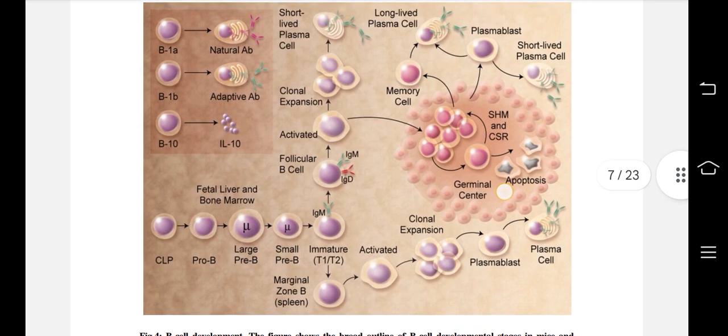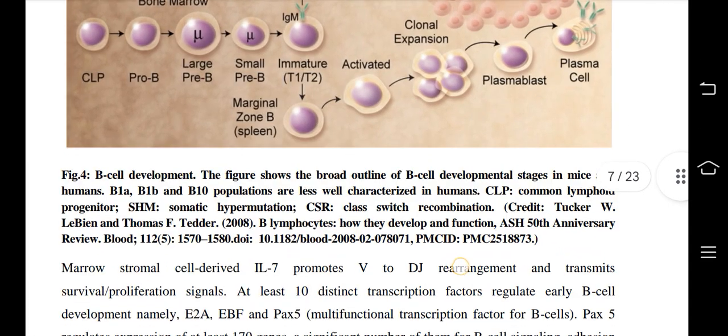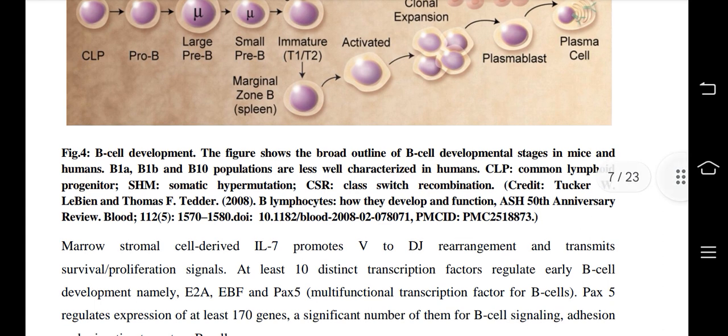So this is the B cell development in detail. We will be reading the description below. Broad outline of B cell development stages in mice and humans. B1A, B1B and B10 populations are less well characterized in humans. CLP, common lymphoid progenitor. SHM, somatic hypermutation. CSR, class switch recombination.